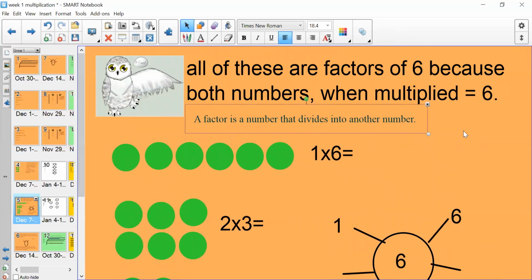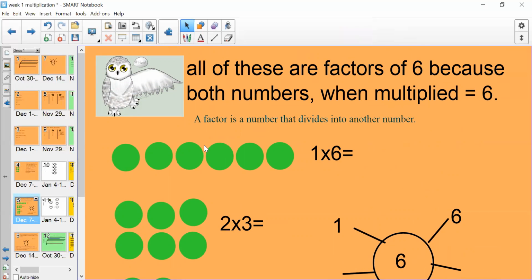So all of these are factors of 6, because both numbers, when multiplied, equal 6. For example, 1, 6, 2, and 3 would all be factors of 6, because when you times them together, they equal 6. So the definition of a factor is that that number, when it's divided, it can go into 6.